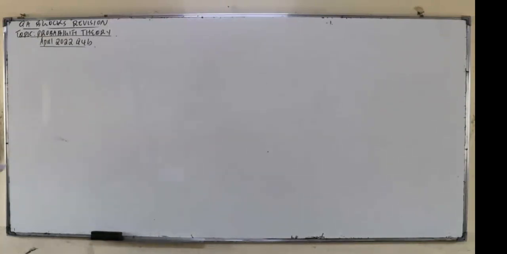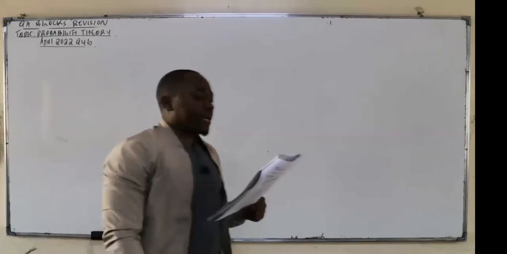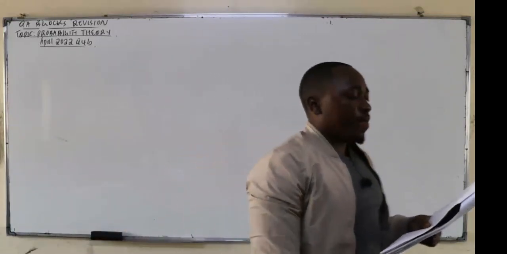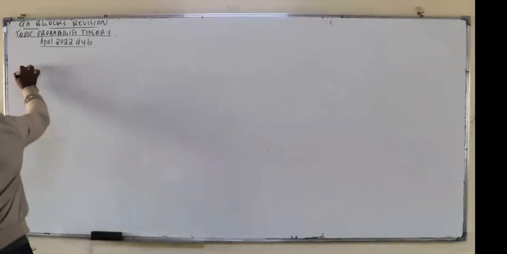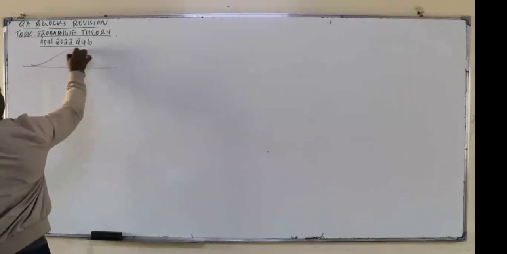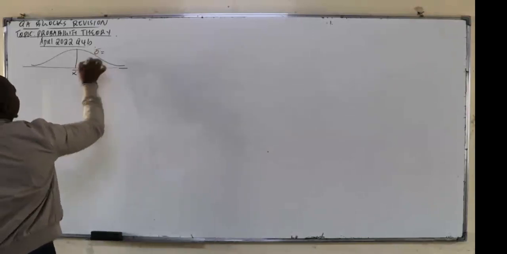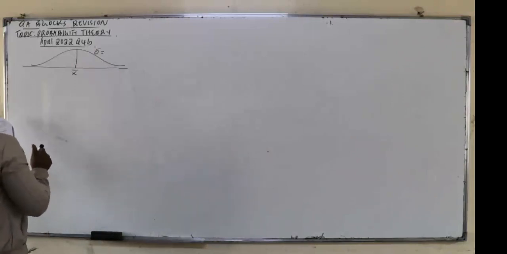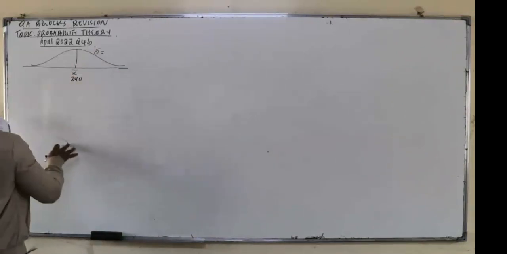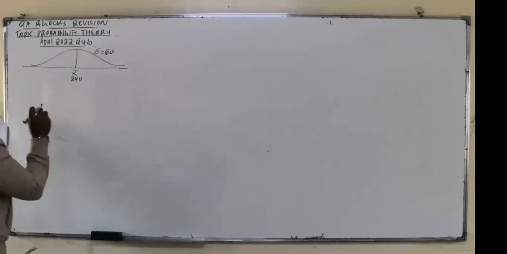Question 4B. The savings accounts of a certain microfinance bank have an average balance of 240,000 and a standard deviation of 60,000. The account balance is assumed to be normally distributed. That's what we call a normal distribution. For normal distribution, we have X bar, then we have standard deviation.